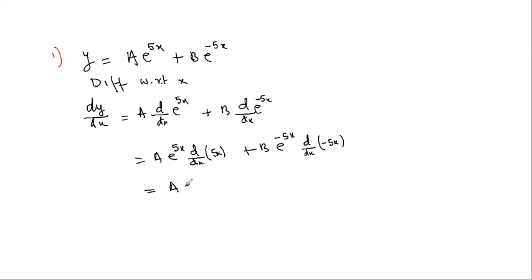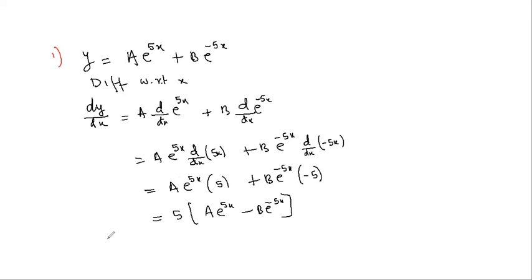So it became a into e raised to 5x into 5 plus b e raised to minus 5x into minus 5. If you take 5 common, a e raised to 5x minus b e raised to minus 5x. Now again you differentiate. d square y by dx square is 5 into a into d by dx of e raised to 5x minus b into d by dx of e raised to minus 5x.